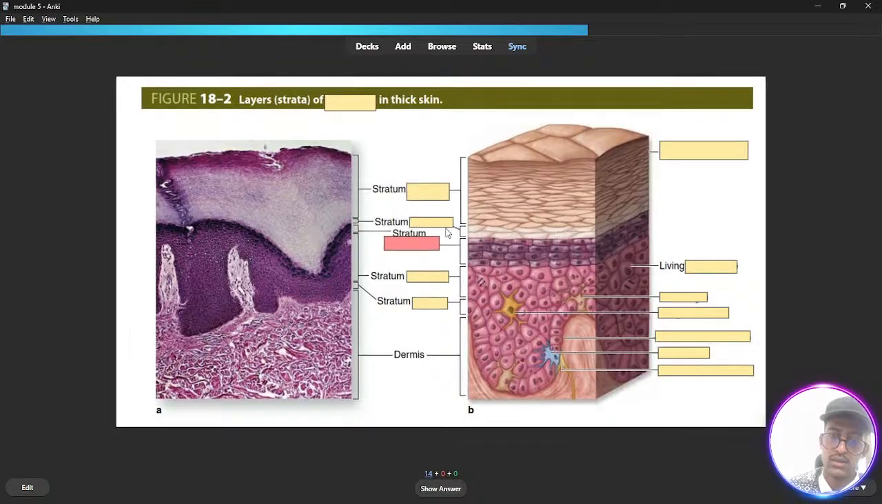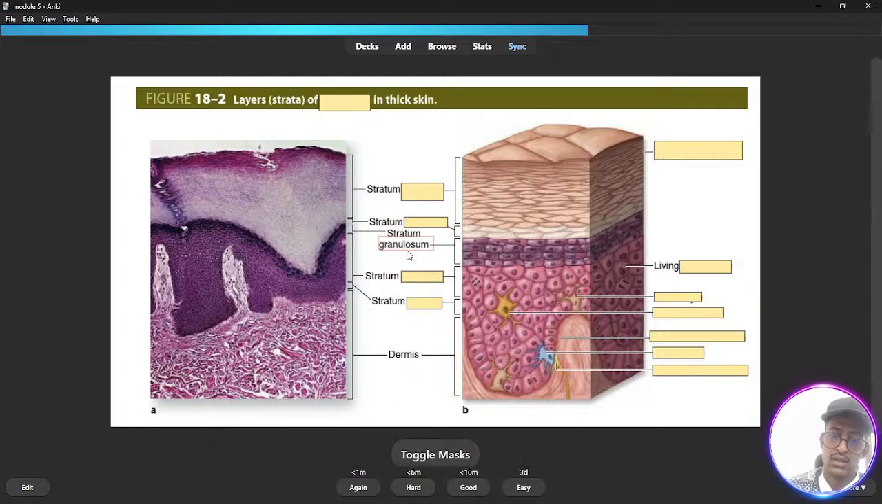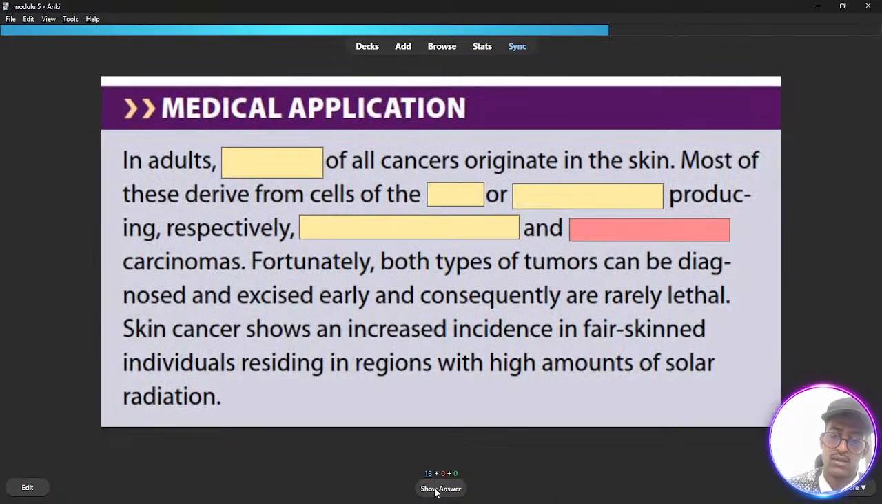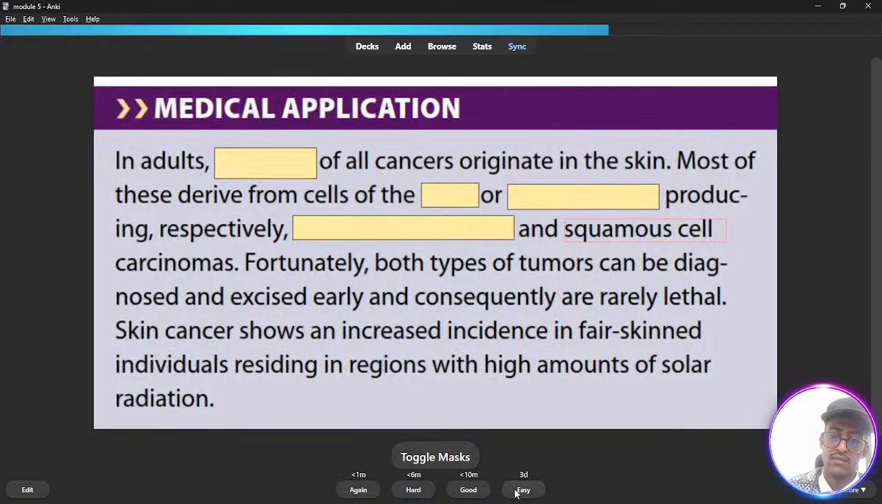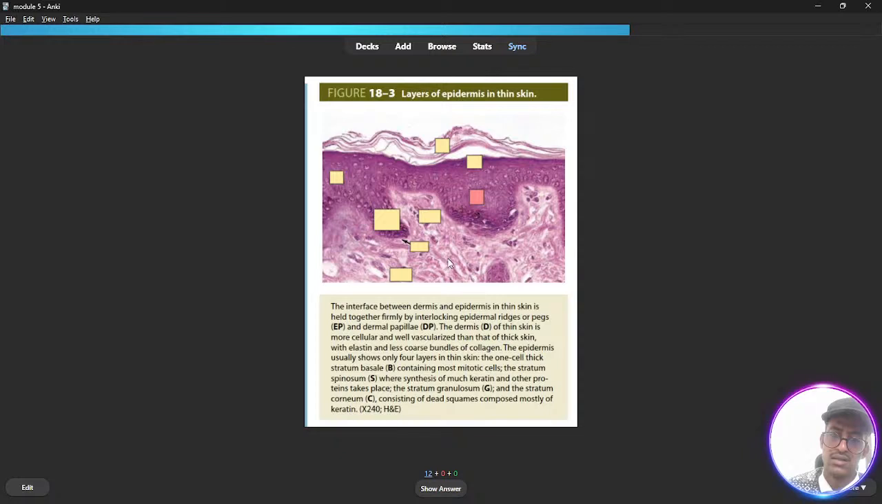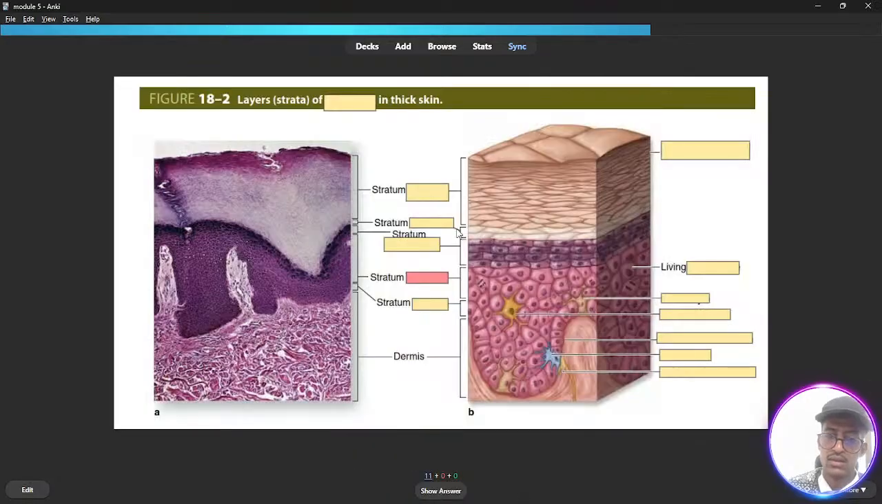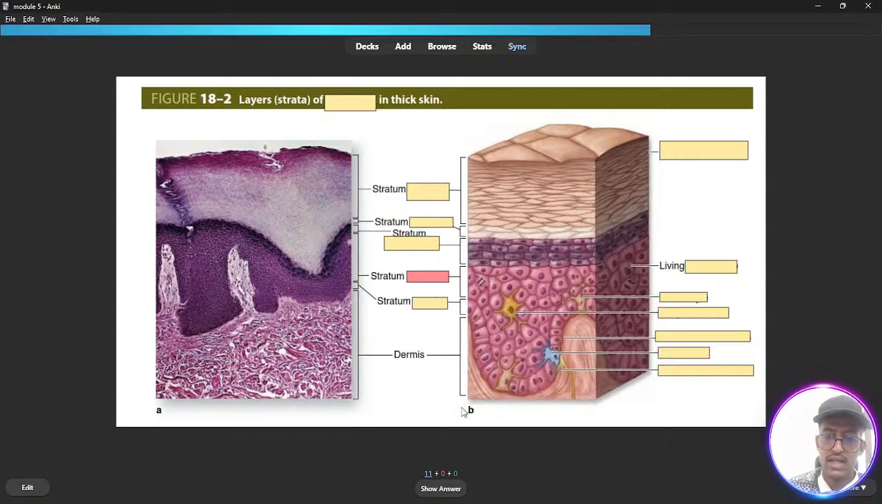Okay. Stratum lucidum. Stratum lucidum is, what about this? Stratum granulosum. And what? Squamous cell. I don't know. S, which is stratum spinosum. So this one is stratum spinosum. It's not granulosum, it's spinosum.